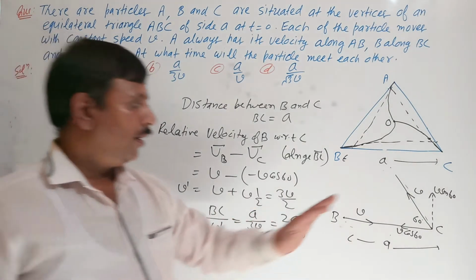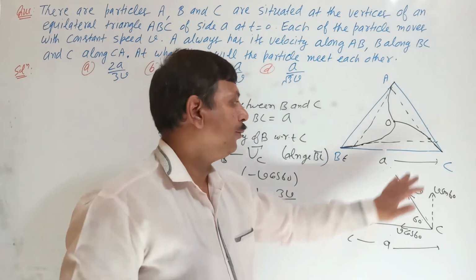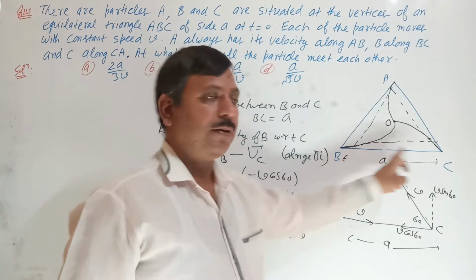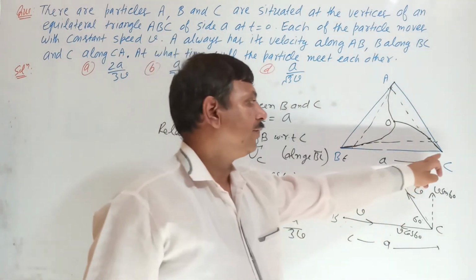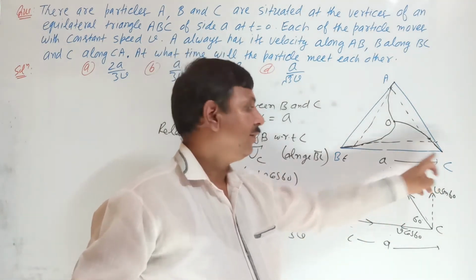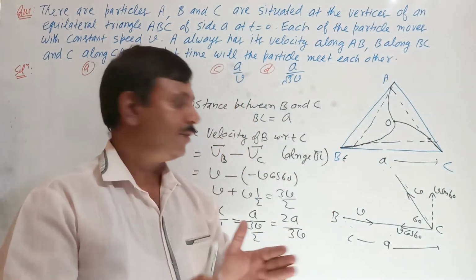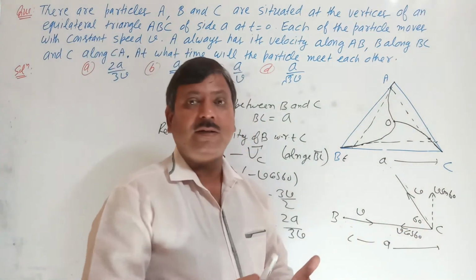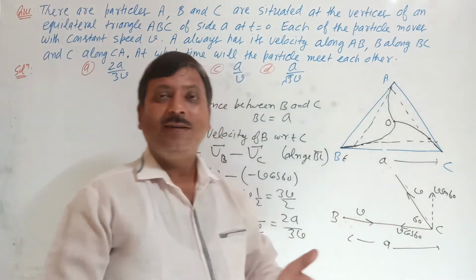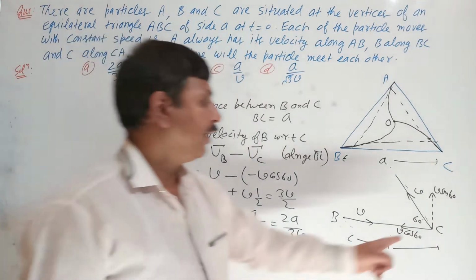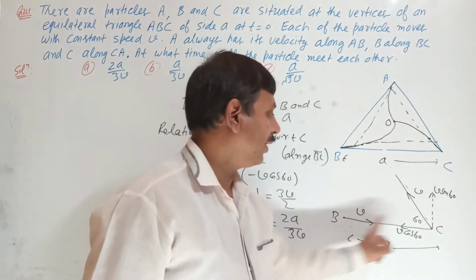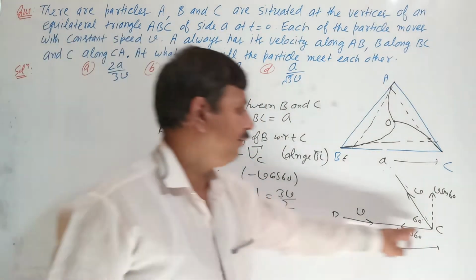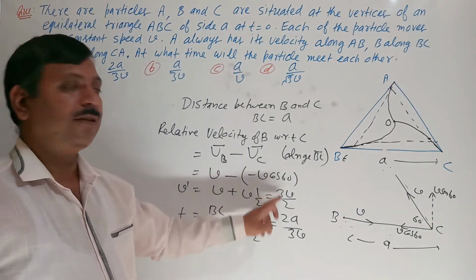Remember, for that type of problem, what do we have to do? We take relative velocity. If we consider B and C, one we take as stationary. Suppose C with respect to B I have taken stationary. The distance between them is a, and what will be the motion along BC? What will be the relative velocity? The relative velocity of B with respect to C is VB minus VC along line BC. This I have found, it is 3v upon 2.